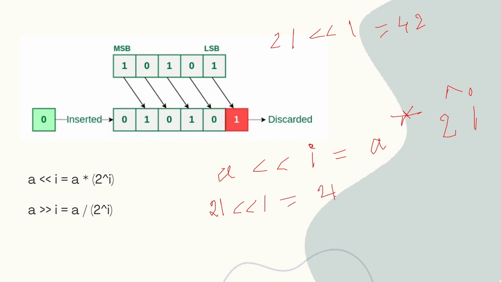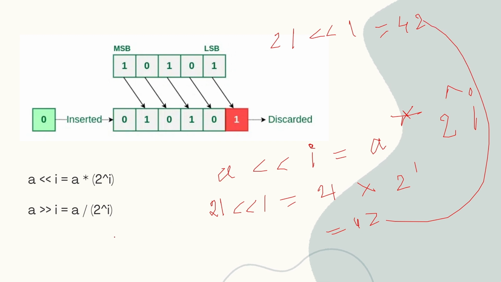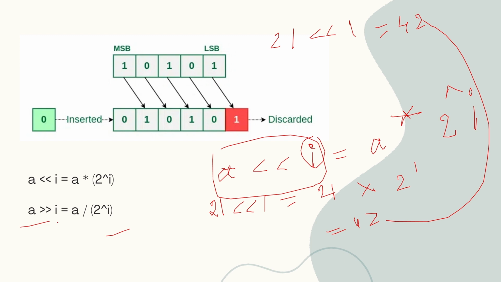21 into 2 power 1. Here I is 1, right? So 42. You are getting the same answer. So if you want to do left shift I times, then multiply that integer with 2 power I. If you want to do right shift I times, simply divide that integer with 2 power I. Instead of multiplying, the only thing is you are dividing.